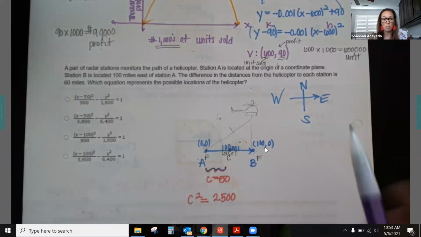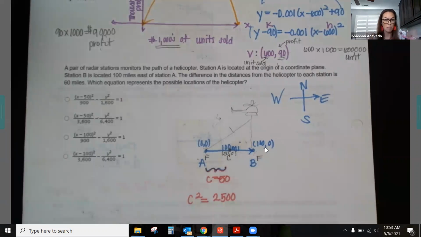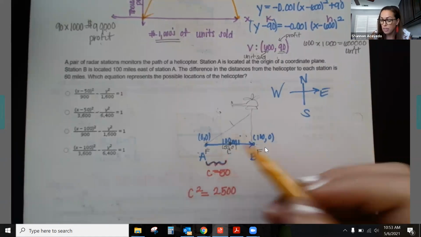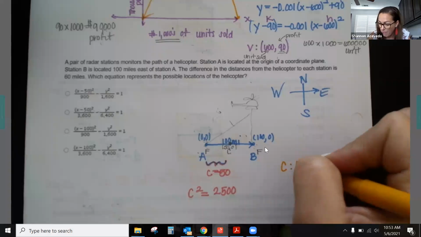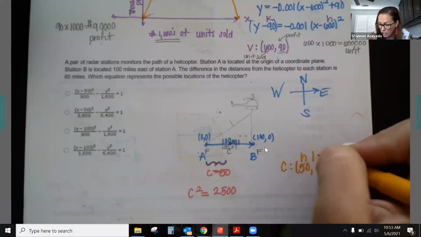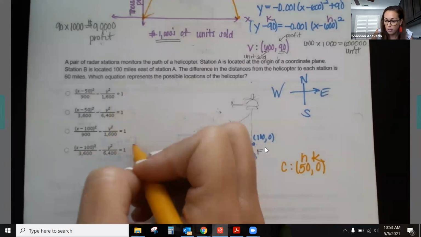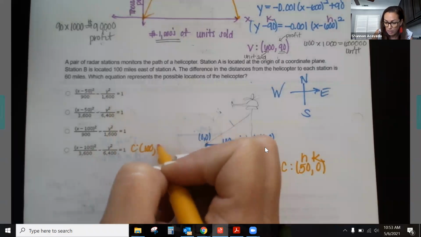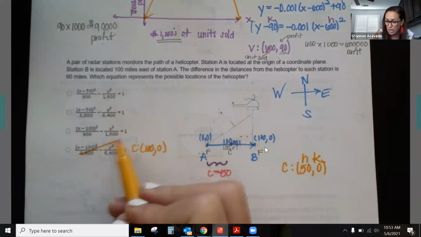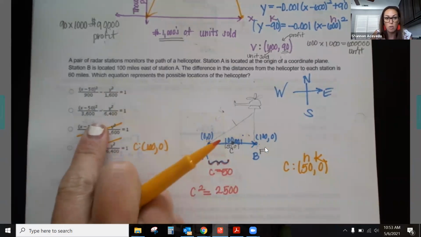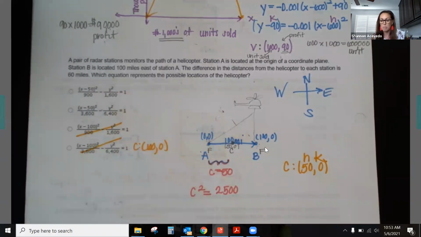Before I continue, let's look at my answer choices, because this is going to help us eliminate stuff. Here's what I know: my center is at (50, 0), so here's my H and my K. If I look here, this is saying that my center is at (100, 0), and that's not the case. So it cannot be either one of those two. These two are both saying that my center is at (50, 0), so I'm good there. The next piece of information is, what is my A and what is my B?